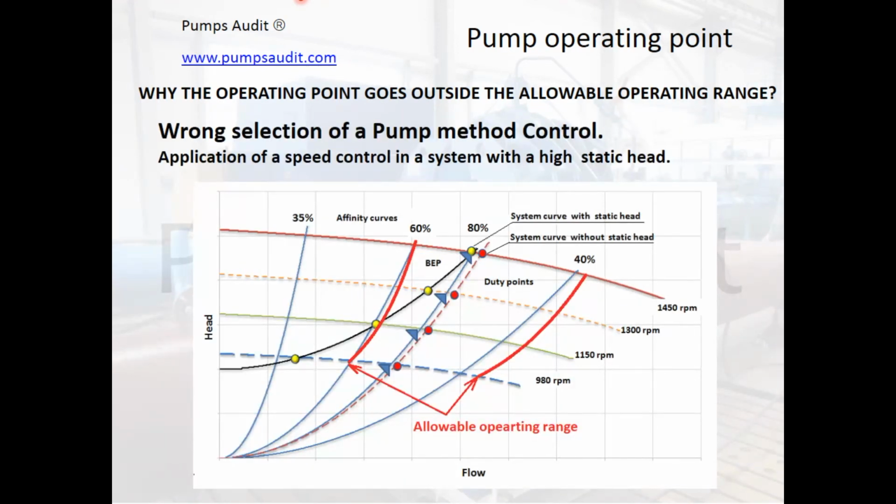Another reason why the pump operating point goes beyond the allowable operating range is when users select their pump control method without considering the pump and system curve. For example, such a result can occur when the speed control of a pump is applied in a system with a high static head. You can see the operating point moves beyond the operating range as the speed is reduced.